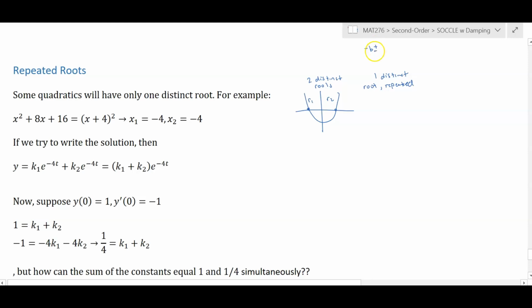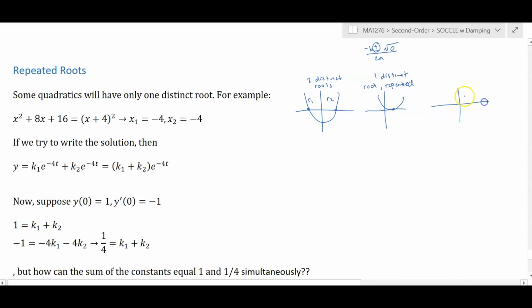negative b plus or minus, right? And in the event that what we get under here is the square root of 0 over 2a, well, in that case, we'll just get negative b over 2a plus 0 and negative b over 2a minus 0. And for all intents and purposes, that's just the same root repeated twice. And that normally would appear like this, where we see the parabola just touch the horizontal axis.